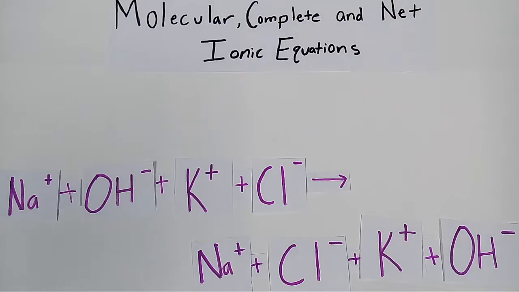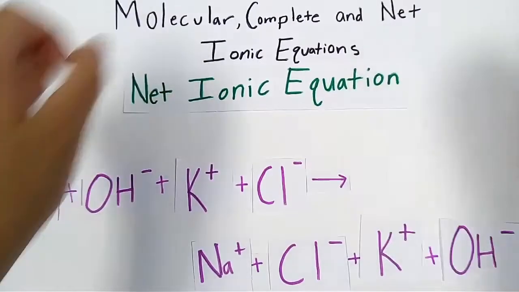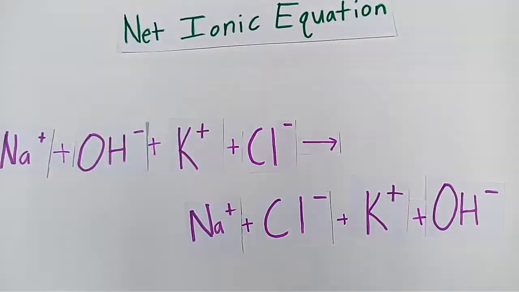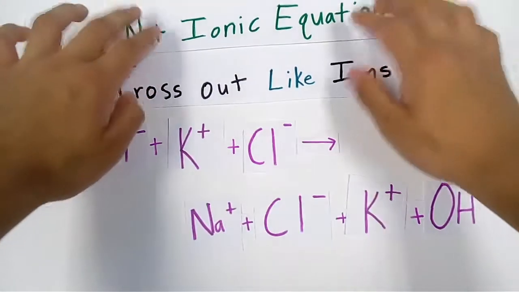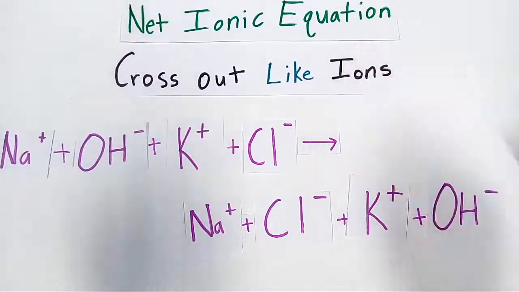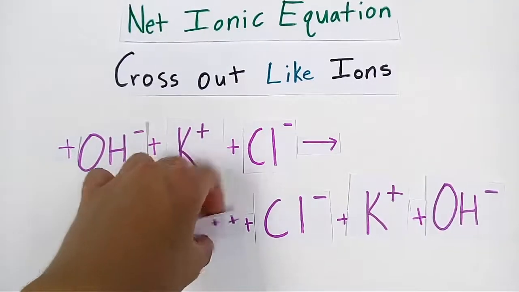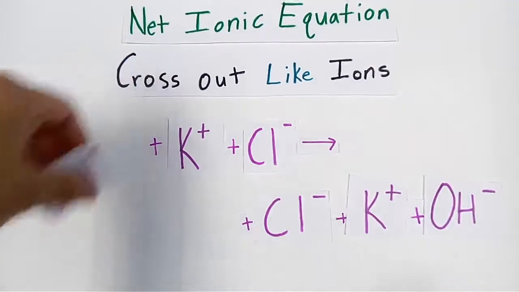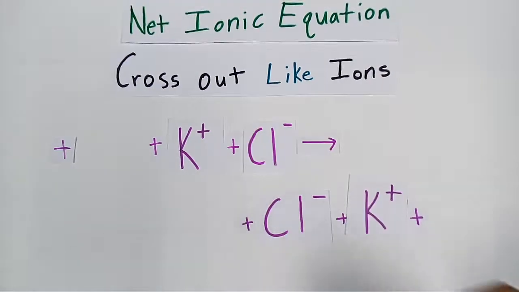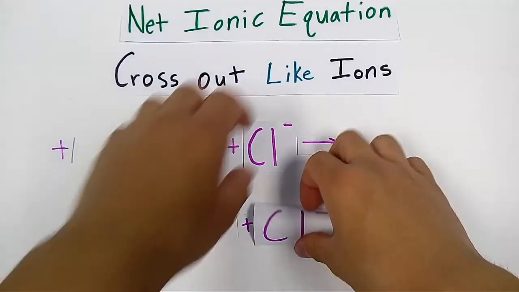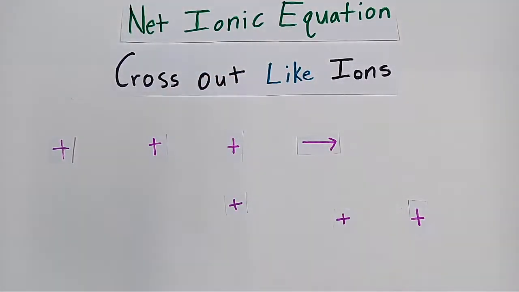So finally, as the last step, we've got a net ionic equation, which is when you cross out all like ions from both the reactant and the product sides. So this sodium here will cross out this sodium here. This hydroxide here will cross out this hydroxide here. This potassium will cross out this potassium. And this chloride will cross out this chloride.